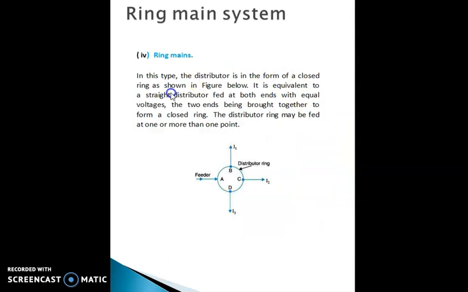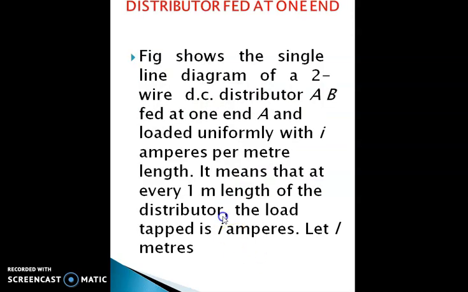The ring main system. In this type, the distributor is in the form of a closed ring, as shown in the figure below. It is equivalent to a straight distributor fed at both ends with equal voltage. The two ends are brought together to form a closed ring. The distributor ring may be fed at one or more than one point. This one is the ring main system. So the feeder is at point A, and these are the distributors. This is load I1, load I2 and load I3.